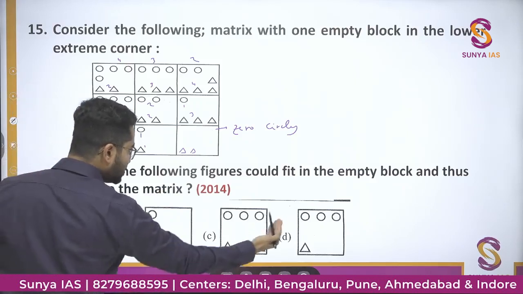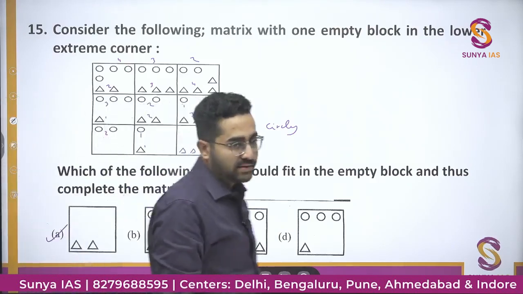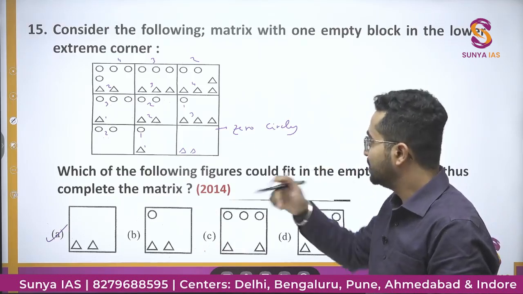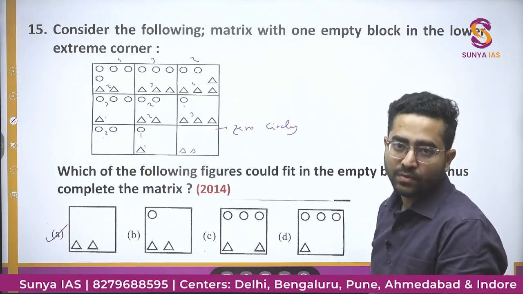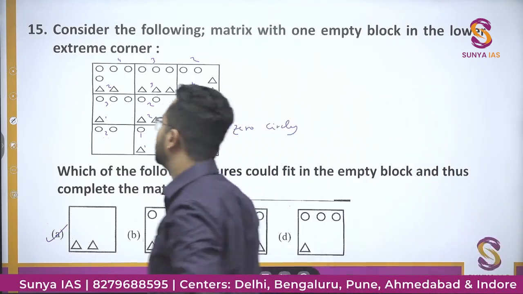So in all the other options, circles are given. Here it is 0 circles and 2 triangles. That is our correct option. That is option A. It is correct if we see the pattern. Koi doubt isme? Koi doubt nahi. Chalo, next question.